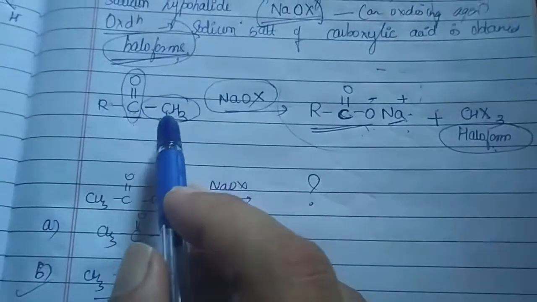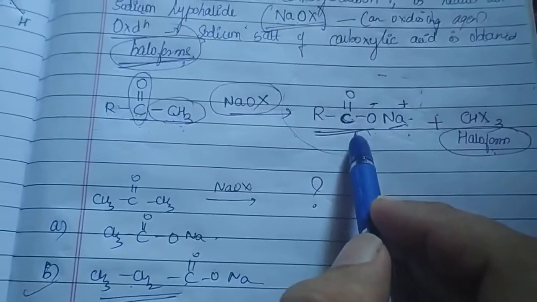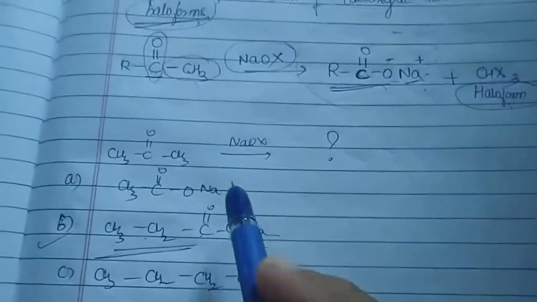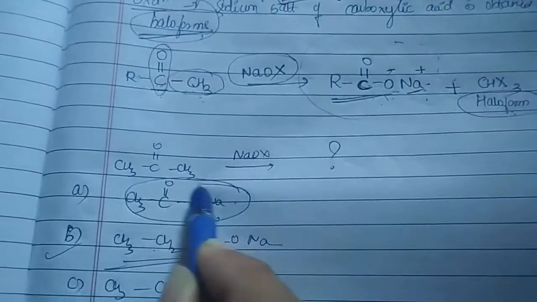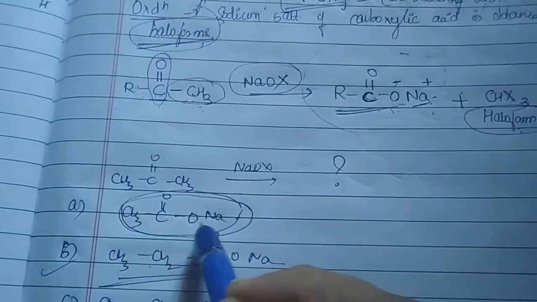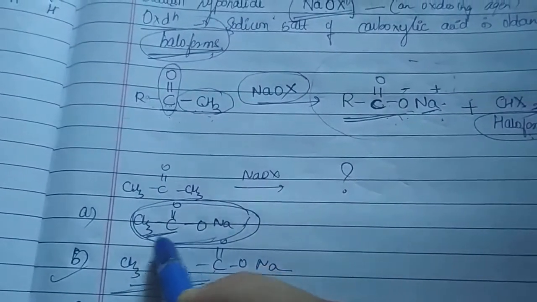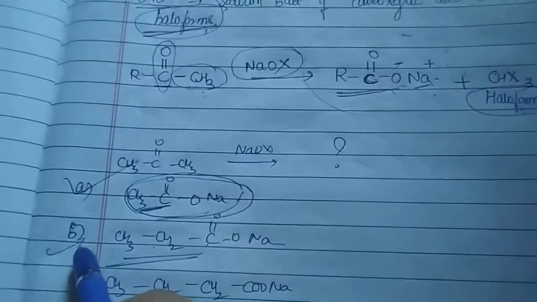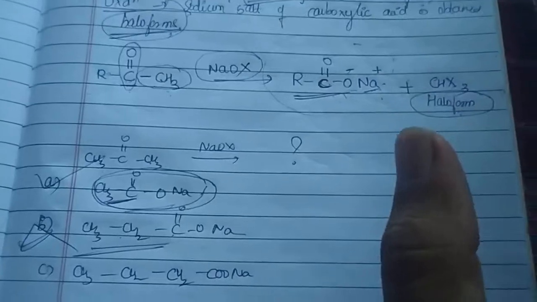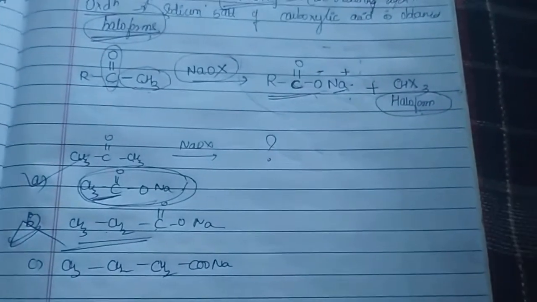That is the reason I'm explaining this here. From the reactant, the sodium salt of carboxylic acid has 1 carbon atom less. So the product will be option A. The reactant had 3 carbon atoms, so whatever sodium salt you get has only 2 carbon atoms. So this is right, and the option you selected will be wrong.